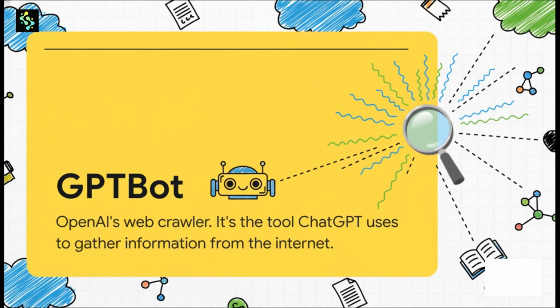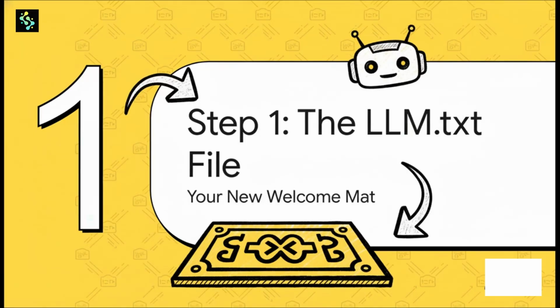First things first, you've got to meet the main character in this whole story, GPT-bot. The easiest way to think about it is that it's just like Google's famous Googlebot. It's OpenAI's own web crawler, the little tool that zips around the internet and feeds all that information back to ChatGPT. Our entire goal here is to make our website as friendly and as clear to the bot as we possibly can. So, how do we even start talking to this bot?